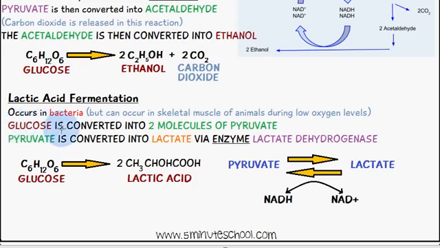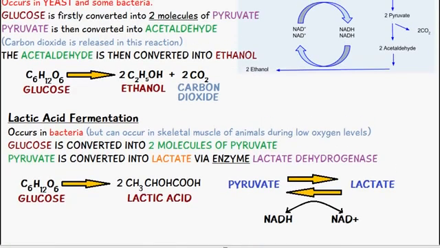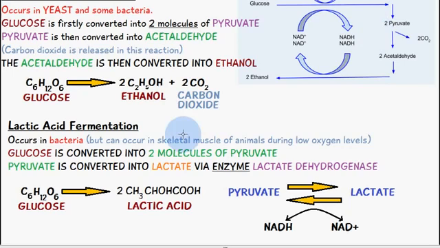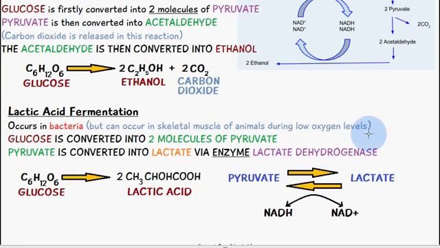So glucose is converted into two molecules of pyruvate, and it's similar to this schematic diagram here. Glucose is converted into pyruvate, and then pyruvate is converted into lactate via the enzyme lactate dehydrogenase. Now here's an equation showing lactic acid fermentation. We have a molecule of glucose converted into two molecules of lactic acid, and I also included the conversion of pyruvate into lactate, and this is via the enzyme lactate dehydrogenase.